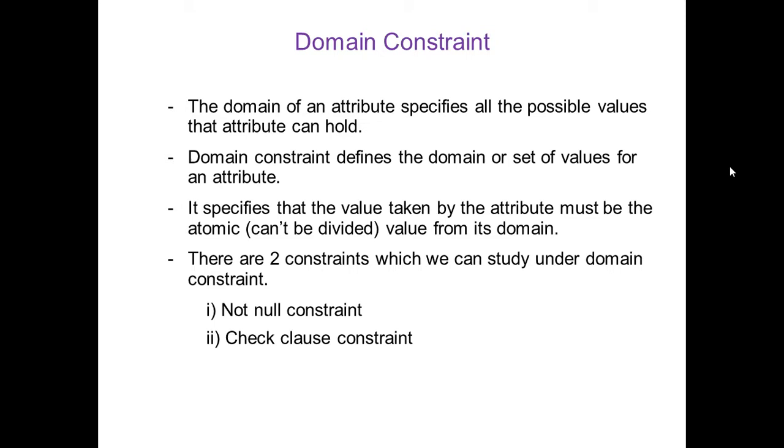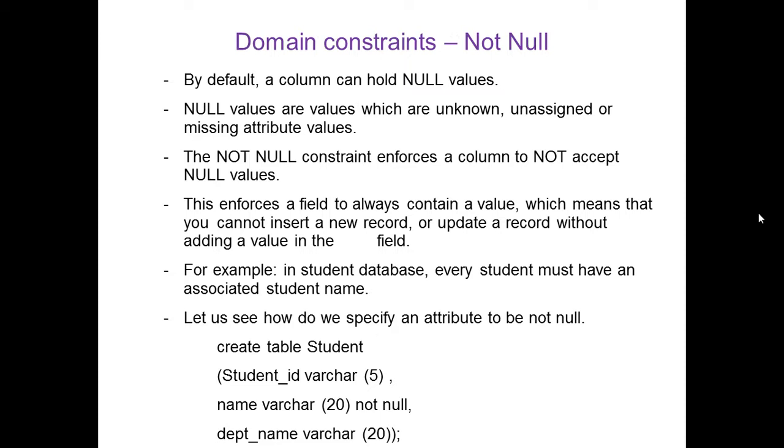Domain constraint defines the domain or set of values for an attribute. It specifies that the value taken by the attribute must be atomic value. Atomic value means which cannot be divided. It should accept a single value from its domain. There are basically two constraints under domain constraint. First one is not null constraint and second one is check clause constraint. Because these two constraints are applied for the domain. Now we will see each and every one. Now first we will see not null constraints.